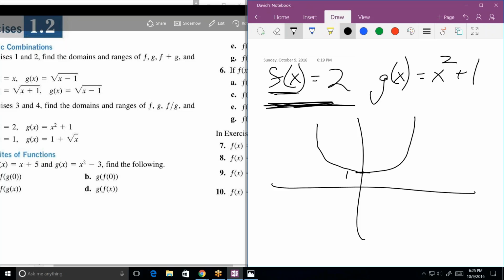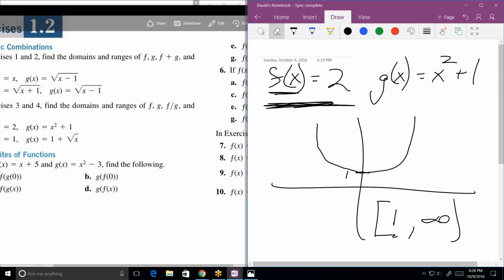1 to infinity? Yes. However, how do you state that? I put a bracket in front of the 1 and a parenthesis. Okay, so you're using interval notation. Yes. Okay, that's the way to do it. Exactly. In other words, it depends on whether it can be 1 or not. If it can't be 1, then there will be a parenthesis next to 1. But in this case, it can be 1 if x is 0, and it can certainly go all the way up to infinity.